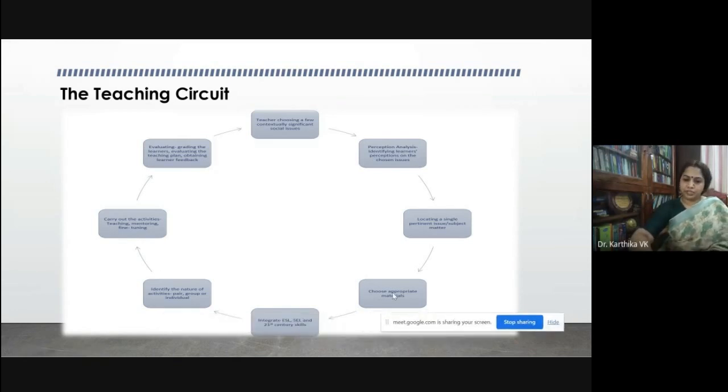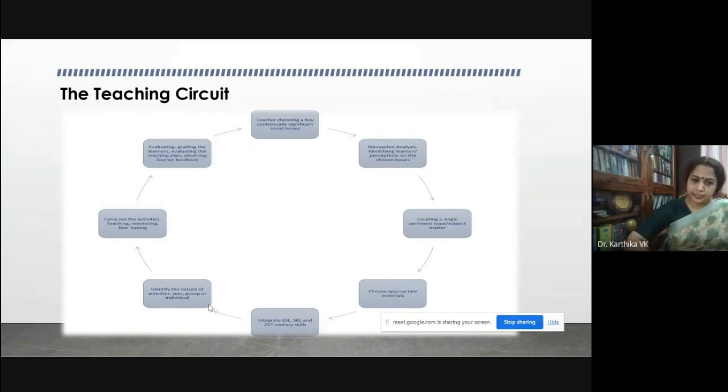Choosing appropriate teaching materials, integrating ESL, which is English as a second language, and SEL, social and emotional learning skills, and 21st century skills into that framework. Identifying the nature of activities, pair, group, or individual. That was in mutual discussion. I talked to the students, and they had some suggestions. They wanted to work in pairs, in trios, in big groups, whole class. All those decisions were made at what stage we are going to implement it. So a lot of learner autonomy was there, in a sense.